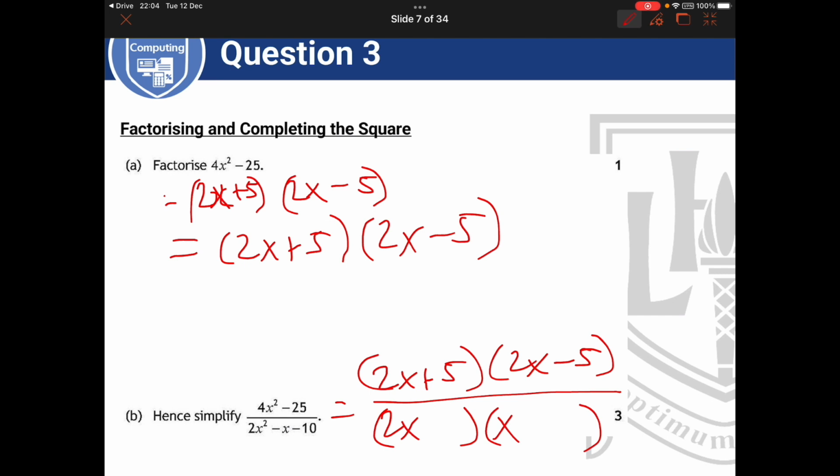So 2 times 2 will give me 4, and 5 times 1 will give me 5. So 2x squared, 4x and 5x. And that's looking good. I probably want to minus the 5x and plus the 2x to give me the positive 1.